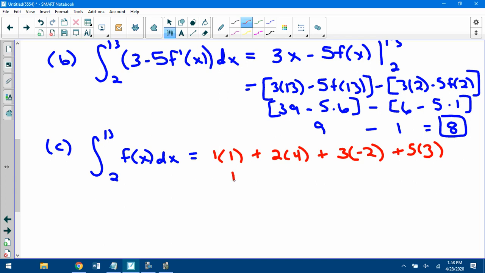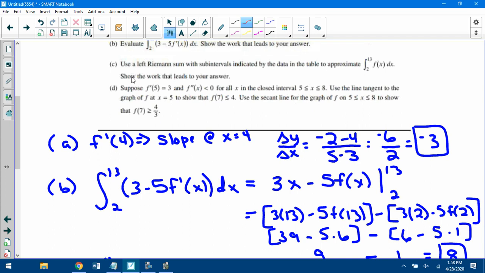All right, so this is just 1 plus 8 minus 6 plus 15. What's that? 9 minus 6 is 3. Looks like 18 to me. Okay, again, not terrible. D is always the weird one. Not always, but a lot of times.